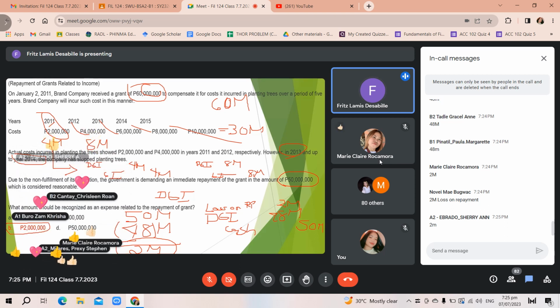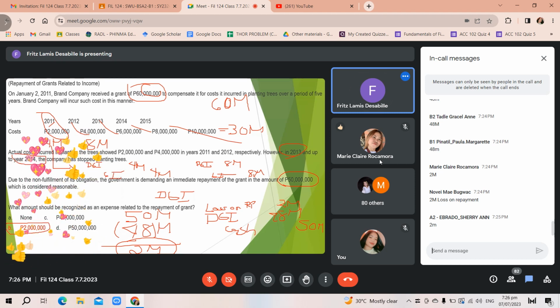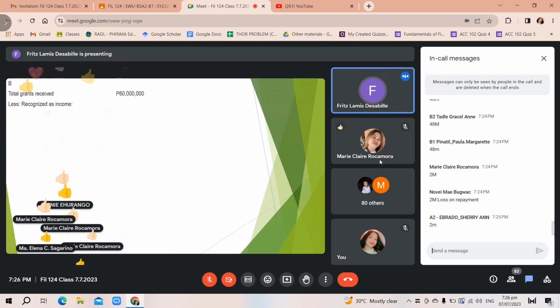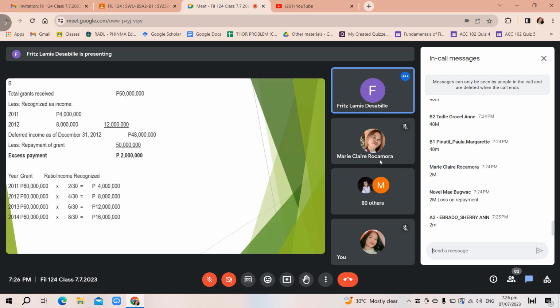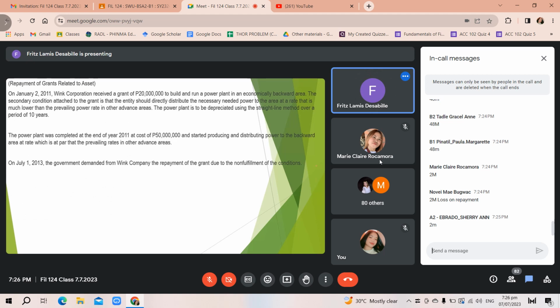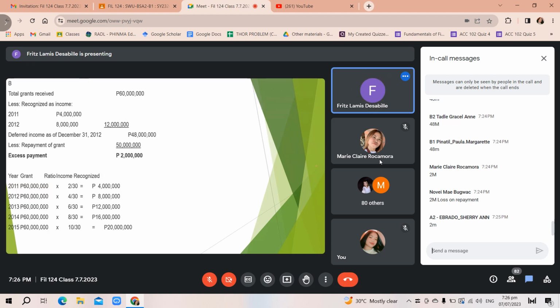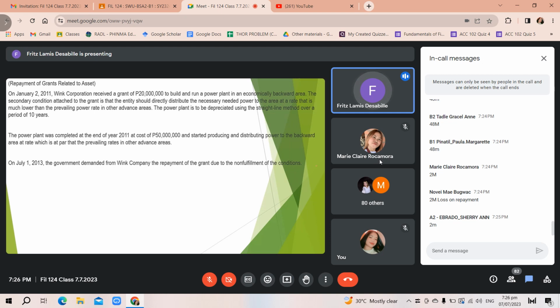Sige. Next is total grants received 60. Na-recognize na ang income is only 12, 2011 and 2012, kay ara lang man ta nag-incur og cost. So 48 atong balance. So i-compare na siya kay payment, nata excess nga 2 million. So that is... okay, next na pod. A payment of grants related to asset. Okay.